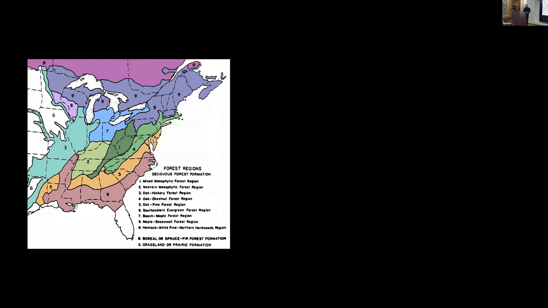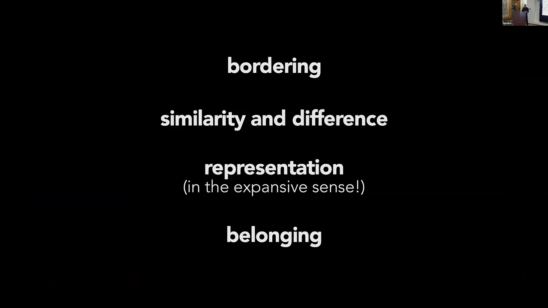Finally, example three. Here is a map of North American forest regions. This happens to be a particularly influential map among forest people, from 1950. I've added the colors here to make it a little easier to see. Now, again, this is an exercise in abstraction, homogeneity, and bordering. And here, my alternative really centers my own experience in New Haven.